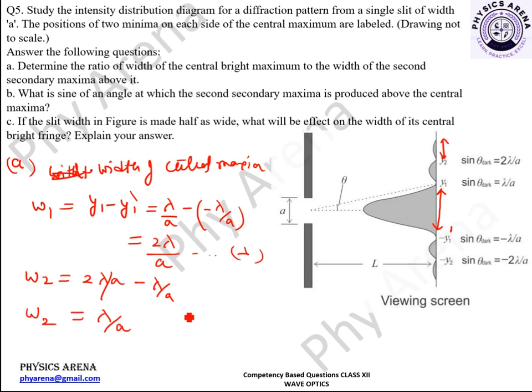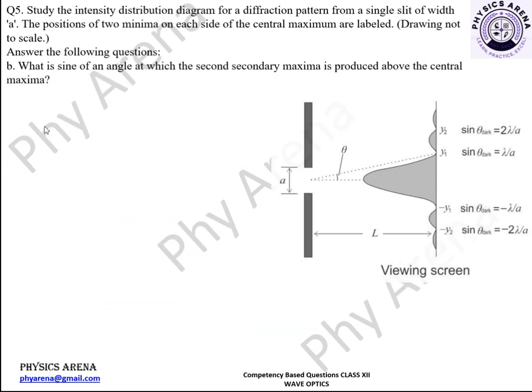That is W2. Now we can take the ratio of these two, because that has been asked in the question: the ratio of the width of the central bright maximum to the width of the secondary maxima above it. So W1 ratio W2 will be equal to 2 lambda by a divided by lambda by a. When we solve it, it will be equal to 2 ratio 1. So the width of the central bright maxima to the width of the secondary maxima above it is 2 ratio 1.